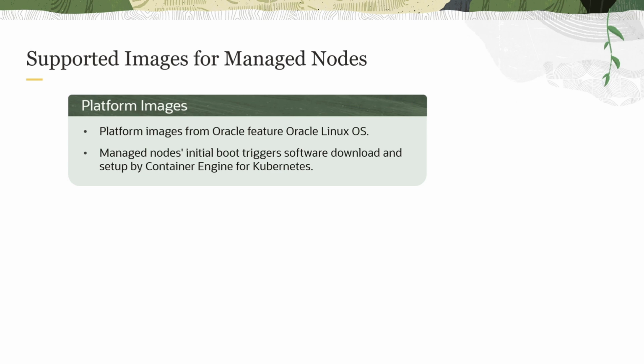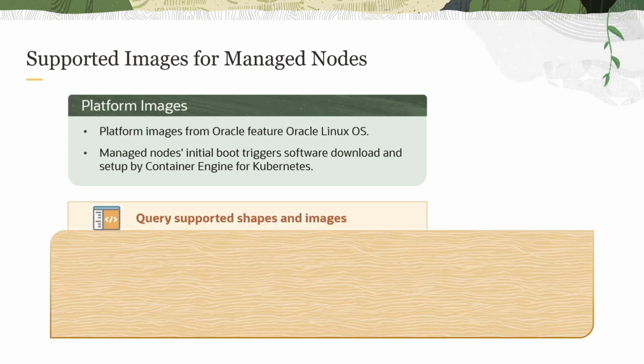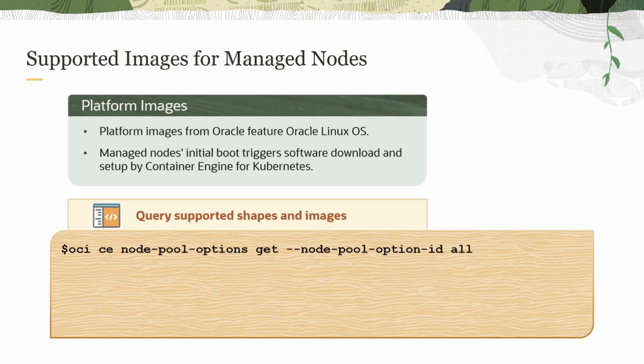When a compute instance hosting a managed node boots up for the first time, Container Engine for Kubernetes downloads, installs, and configures all the required software. To explore the platform images currently supported by Container Engine for Kubernetes using the CLI, you can check the supported images in the Data Sources section of the response by entering the command given on the screen.